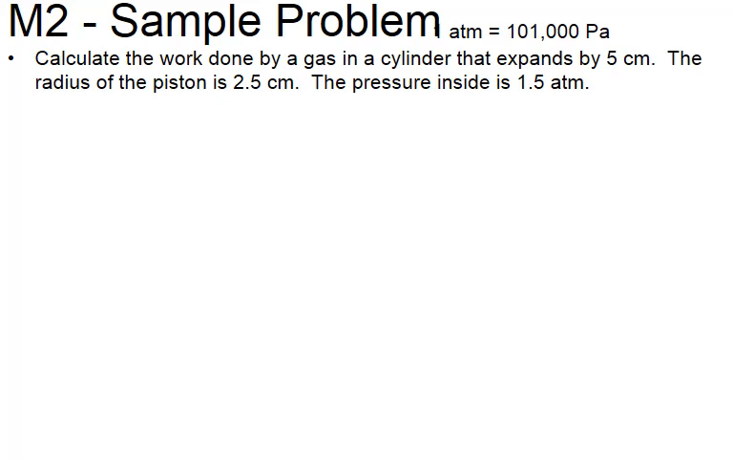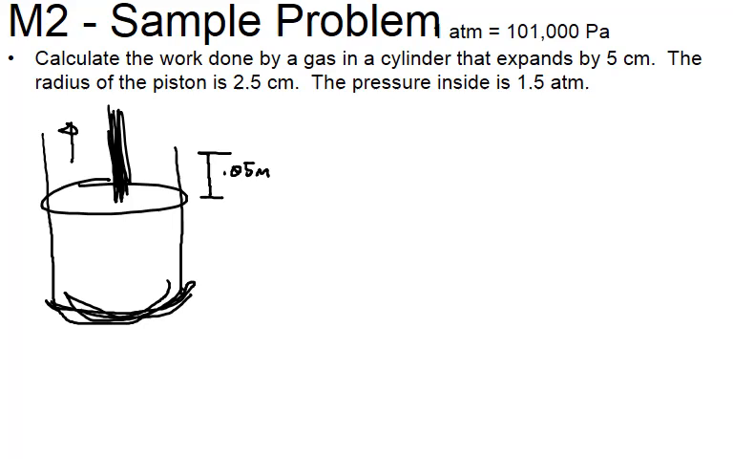In this one, we want to find the work done by a gas in a cylinder that expands by 5 centimeters. The radius is 2.5 centimeters, and the pressure inside is 1.5 atmospheres. And this one, we're going to have to go back to where we're looking at the areas and the displacement and all that. So why don't you go ahead and pause the clip and try this one, and when you're ready to check, you can hit play to continue.